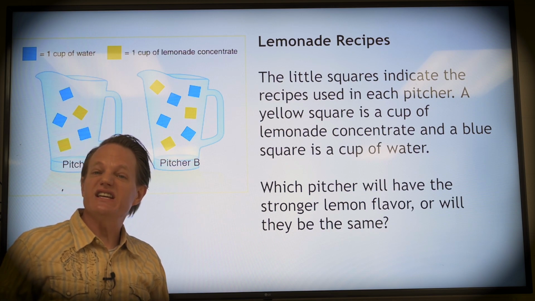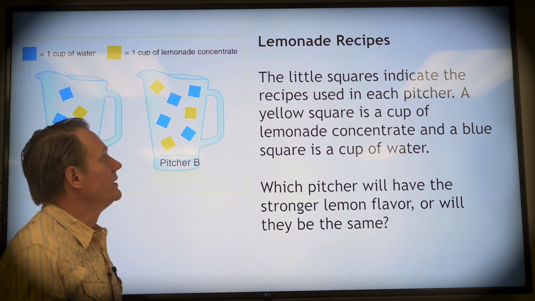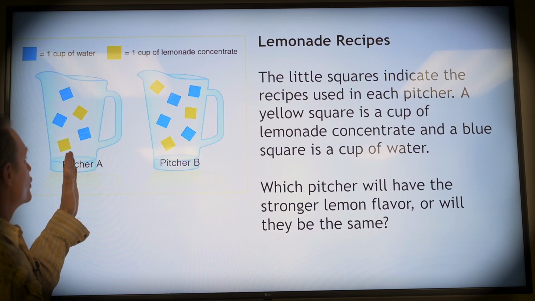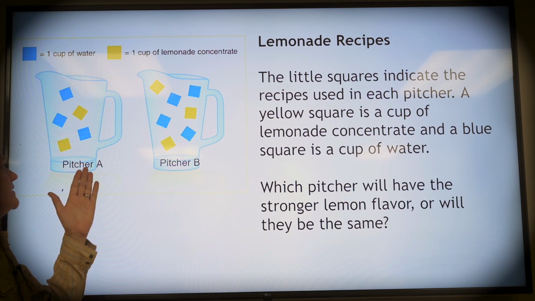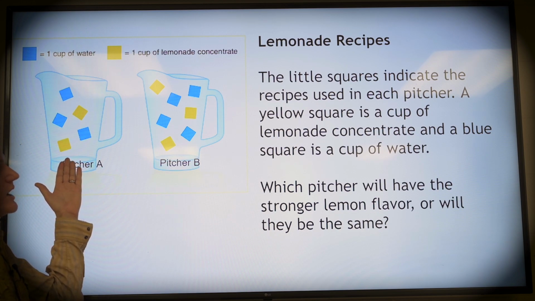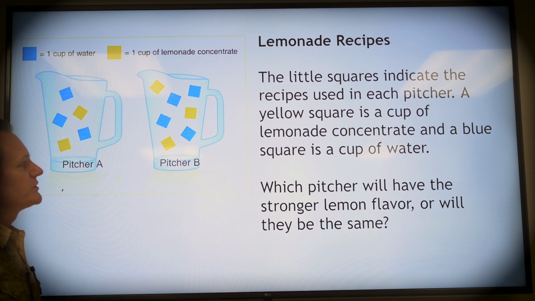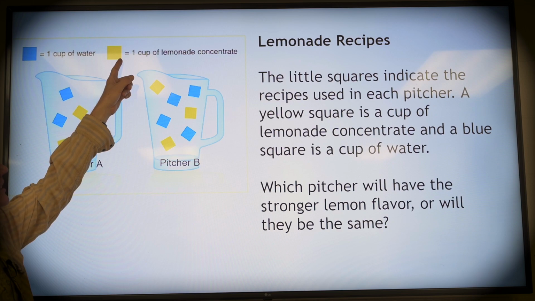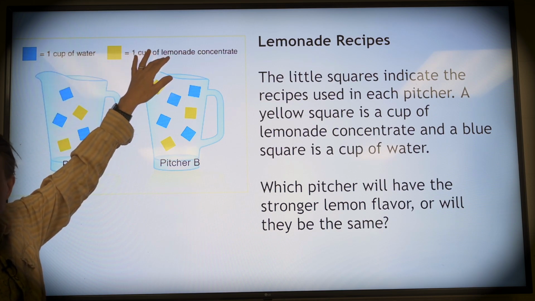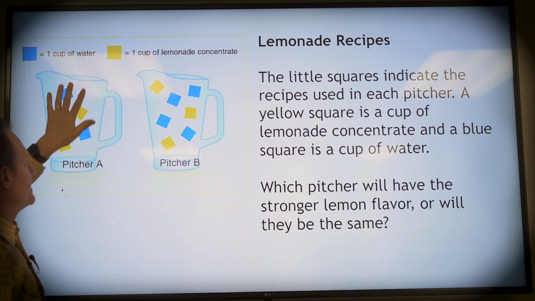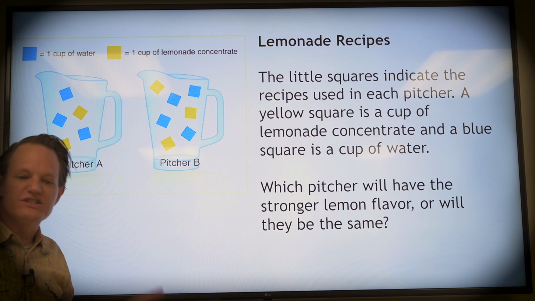I had students say, what does indicate mean? Well, the little squares show the recipe. The little squares represent the recipe in picture A and picture B. A yellow square is a cup of lemonade. We have up here our key or the legend that says what's happening in this world.